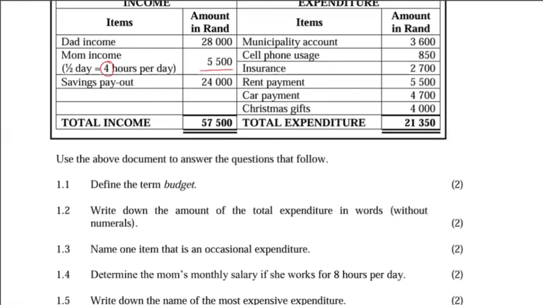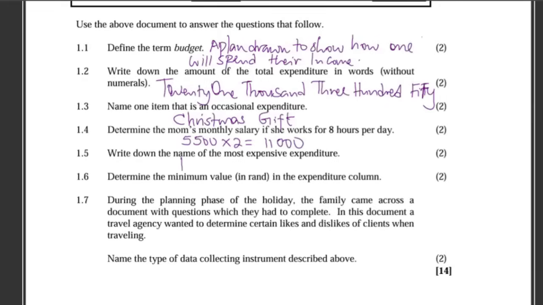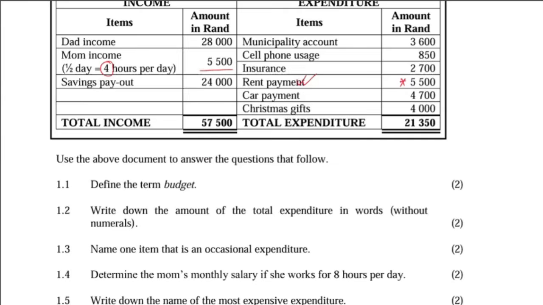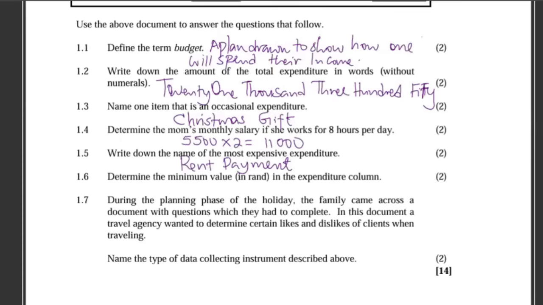Write down the name of the most expensive expenditure there. Most expensive, when you look at all the expenditures we have, rent payment. Determine the minimum value in rands in the expenditure column. Minimum value. Minimum, the lowest. This is the minimum value, 800 rands 50.